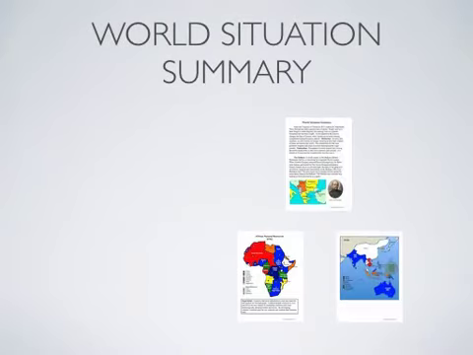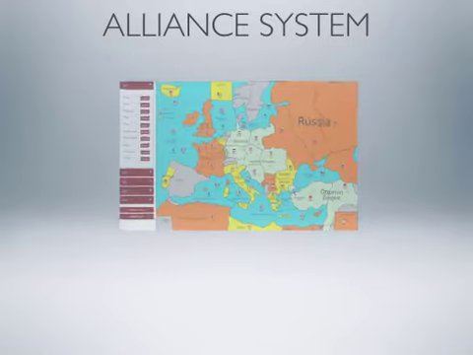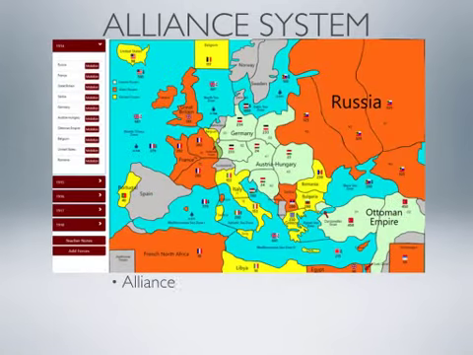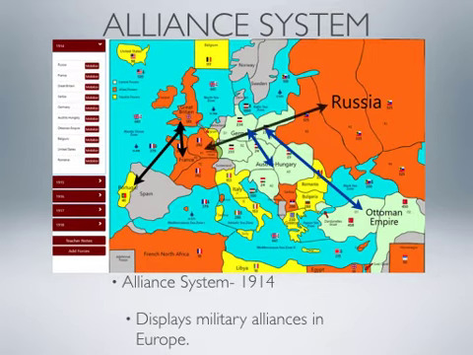The World Situation Summary tells you what the situation was in 1914, which is when our simulation starts. It also shows what the alliance system is in 1914. So all military alliances are displayed, such as Germany and Austria-Hungary, Germany and the Ottoman Empire, France and Great Britain, Portugal and Great Britain, Russia and France, and Serbia and Russia.